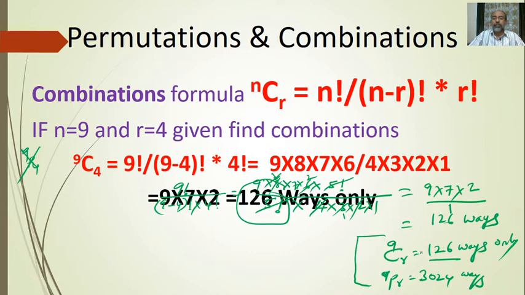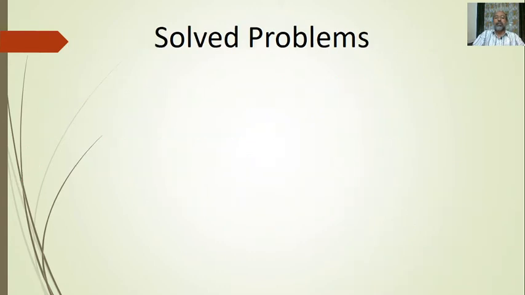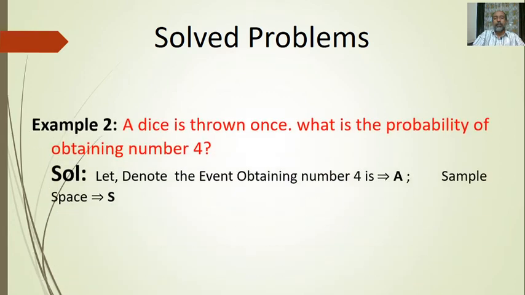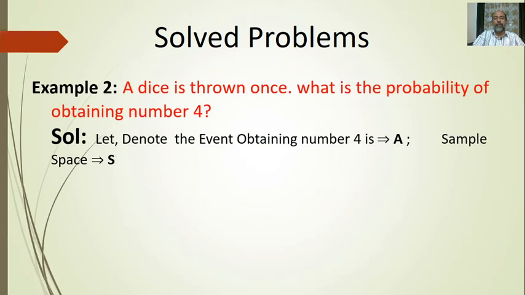If 9 numbers are given and you are asked to form 4 pairs, this is with regard to permutations and combinations. Now we will take up some examples using this.